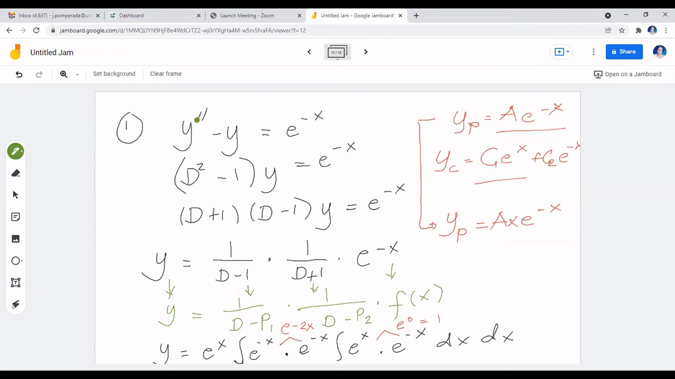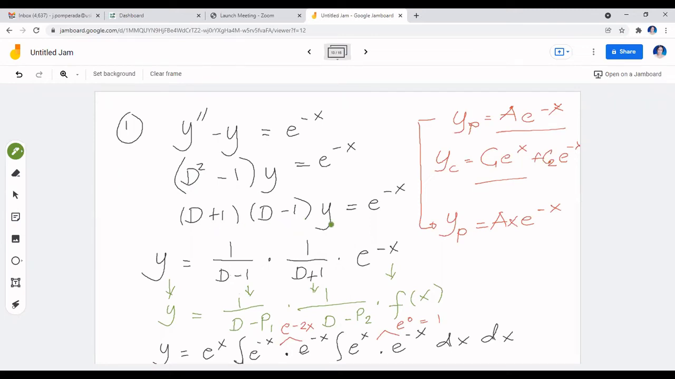So this second derivative could be written as d squared, right? And this is not a derivative. This is your unknown function. So you just place here -1, and you have here y, because this y is supposed to be multiplied to this to come up with this. Okay? Then you have your exponential function. This can be factored. If this cannot be factored, forget about the operator method. So it could be factored. So the factors are d plus 1 and d minus 1.